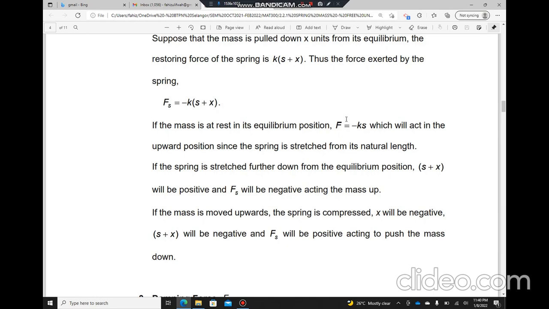So yang ni awak kena check lah betul-betul nilai positif negatif. So kalau dia upward, dia akan sentiasa negatif. Kalau downward, dia akan sentiasa positif.